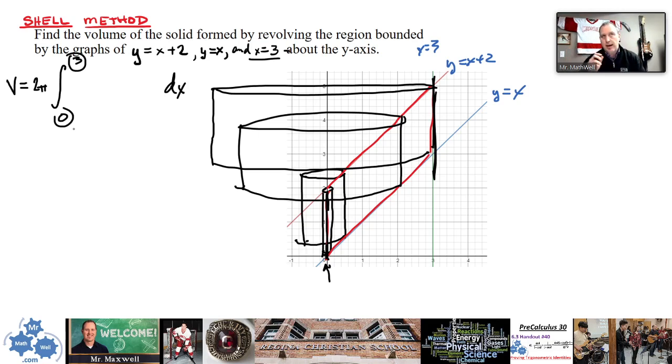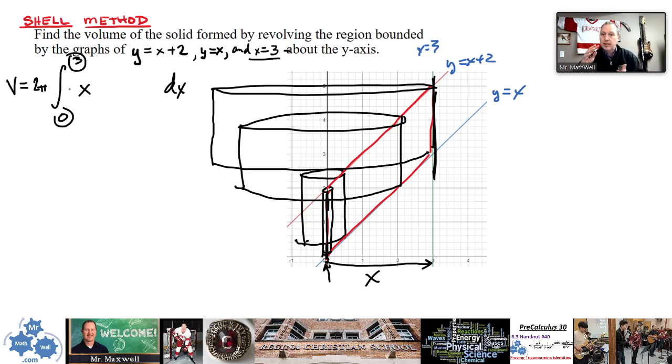Okay, so 2 pi. Now r. Ooh, r is easy. The radius goes from 0 all the way out to 3. Those are the x values, straight x values. Guess what? I put an x right here. Boom. 2 pi r, radius, my x values.